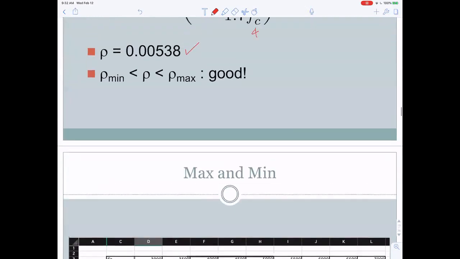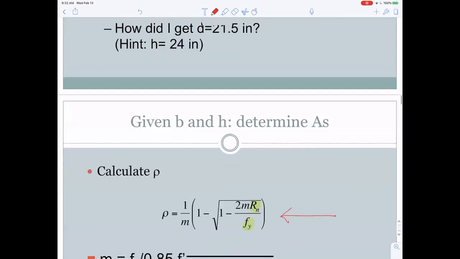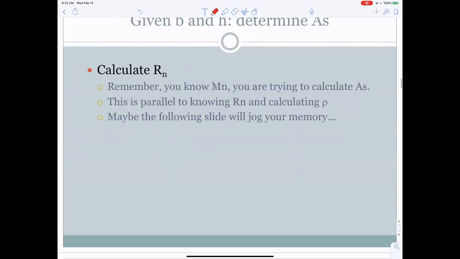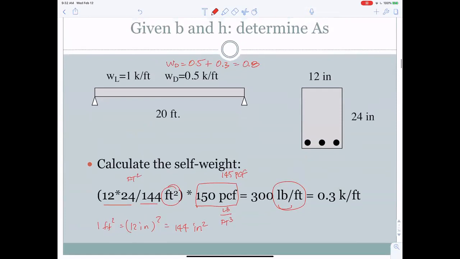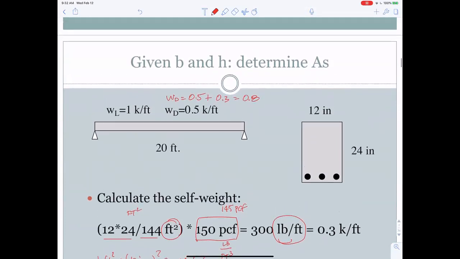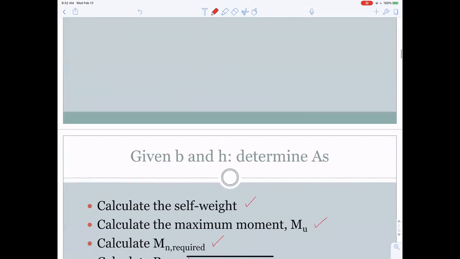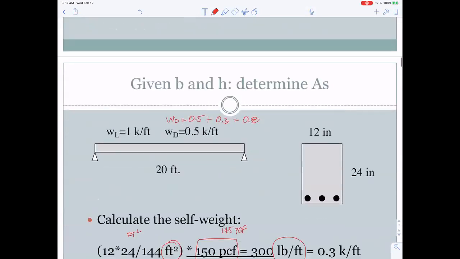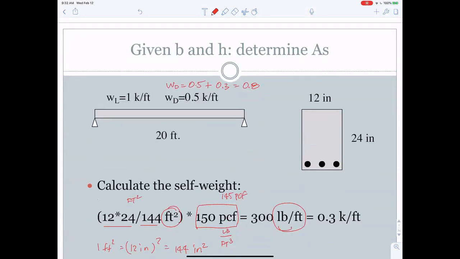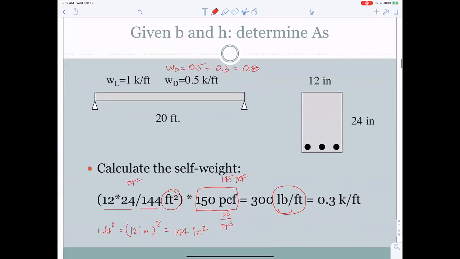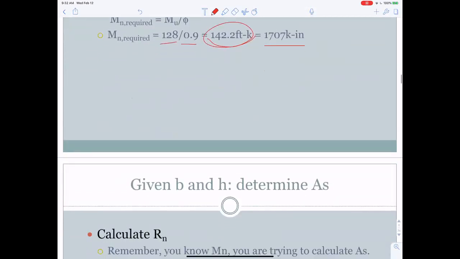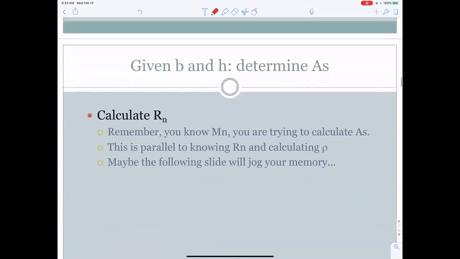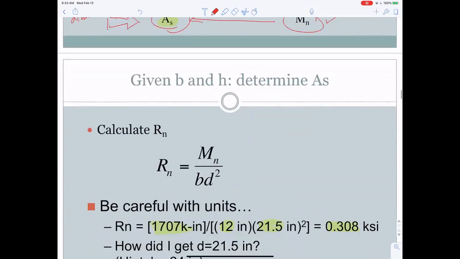Okay, and to make sure it's less than max or min, I can't remember, what was our f'c? Where is it? Oh, I don't have it in here. I'm pretty sure it was 4 and 60. I didn't write it down, but I'm pretty sure it's 4 and 60. I always use 4 and 60.